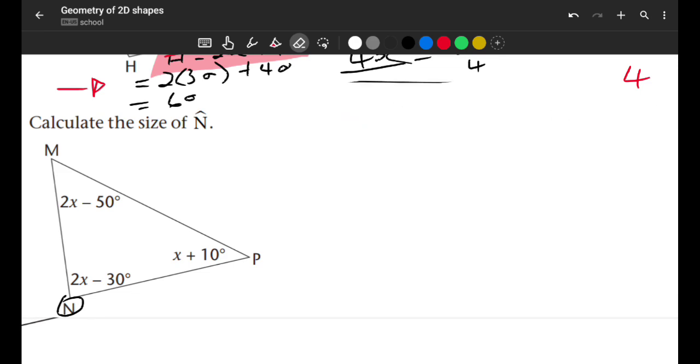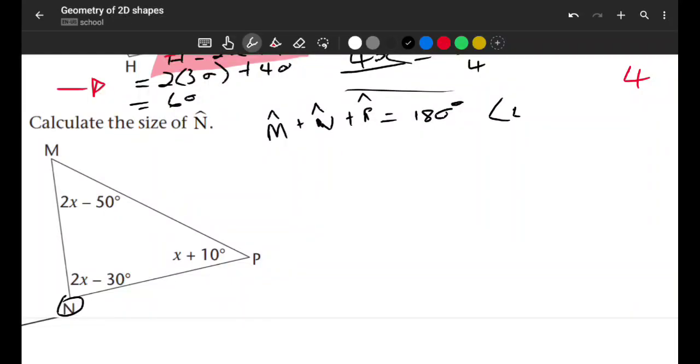We're going to say here angle m plus angle n plus angle p is equal to 180 degrees. The reason for that is the sum of angles in a triangle. Substitute in the place of angle m, substitute in the place of angle n, and substitute in angle p as well. So you're going to have 2x minus 50 degrees plus, right?